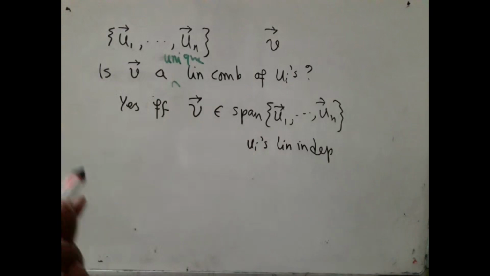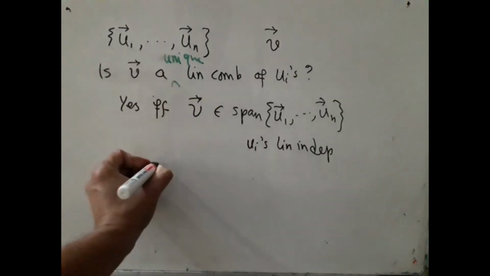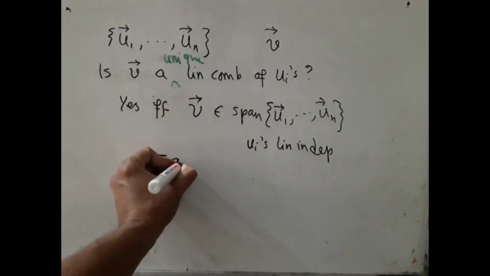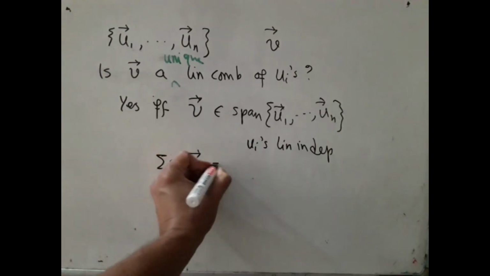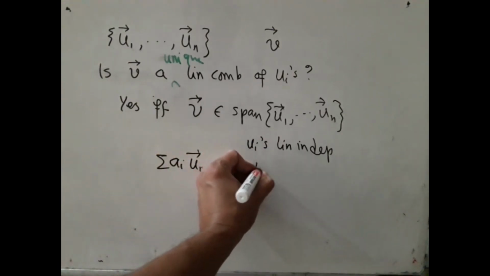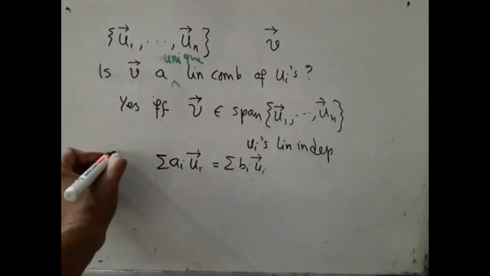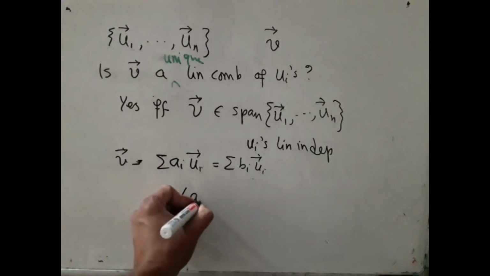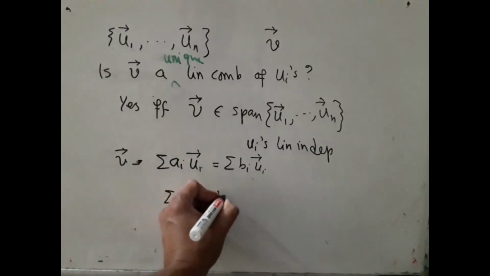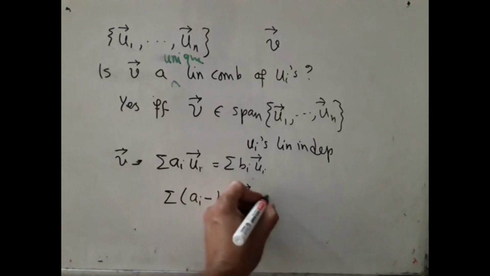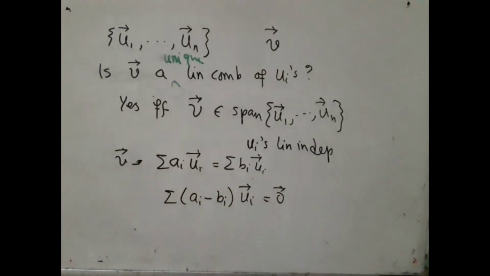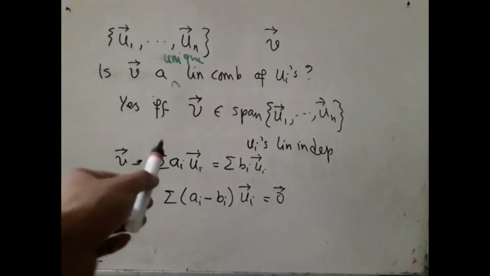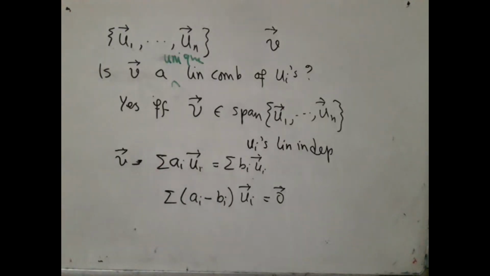If you have a non-unique setup, suppose you have two different linear combinations, both aiui as well as biui, and both these things are equal to V. You subtract one from the other and you will get (ai minus bi) ui equal to 0. Because these are linearly independent, all these coefficients are forced to be 0, that is all the ais must be the same as bis, so two distinct linear combinations cannot exist.